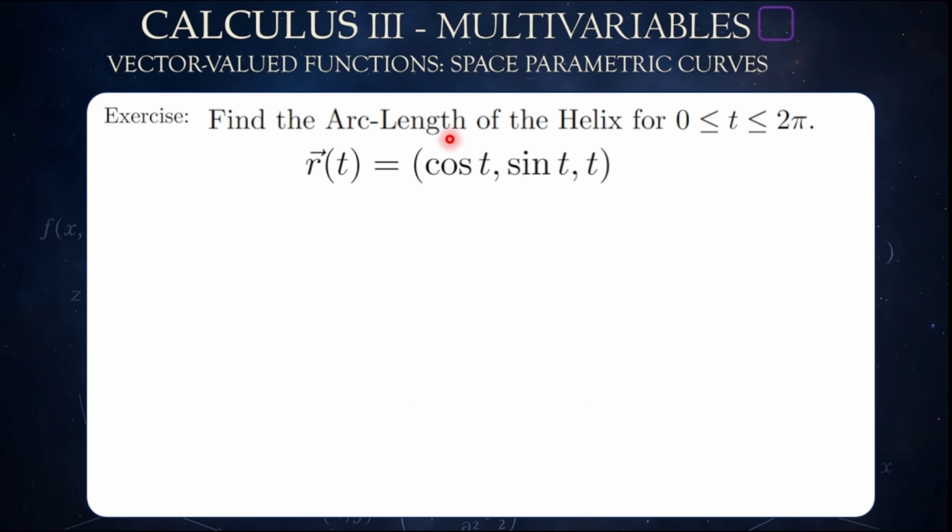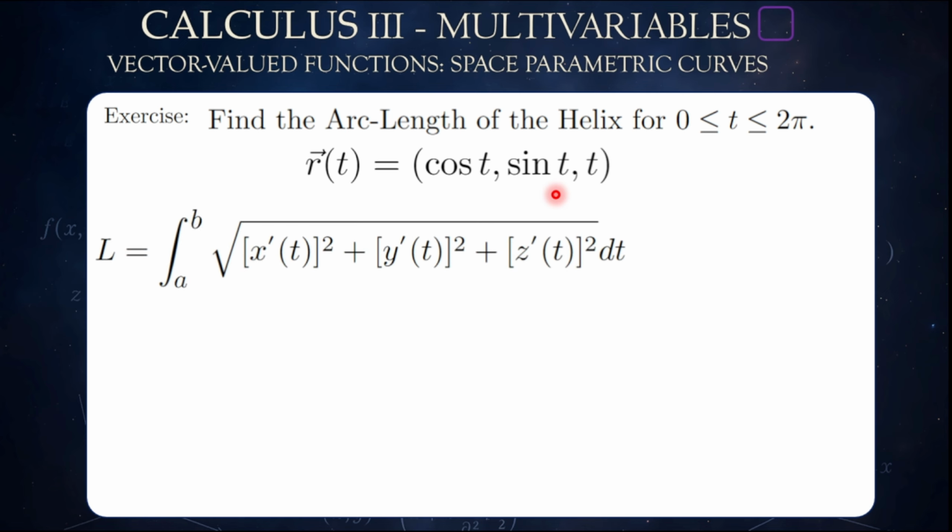Exercise: find the arc length of the helix for t between 0 and 2 pi. R of t is given by cosine t, sine t, and t. That's the equation of the helix. So L is equal to integral from a to b square root of x prime t squared plus y prime t squared plus z prime t squared dt. These are the respective derivatives for x, y, and z of r of t.